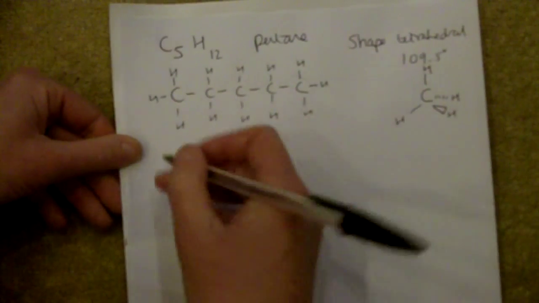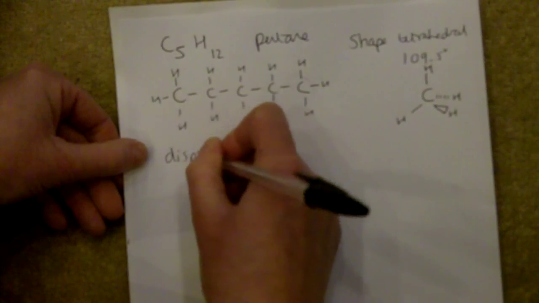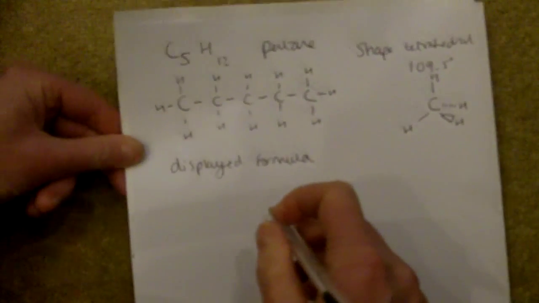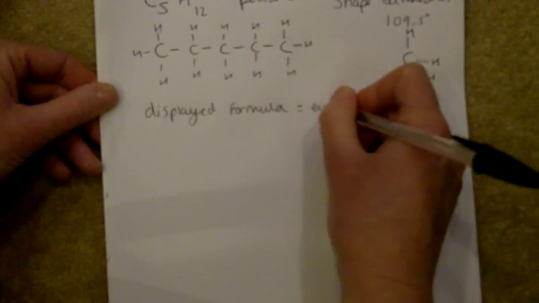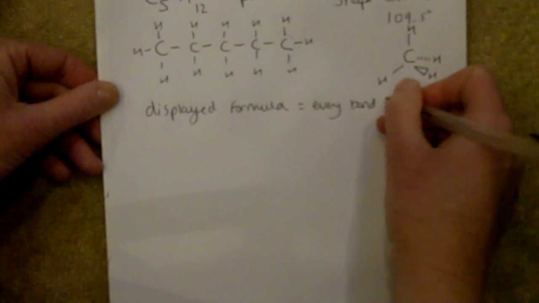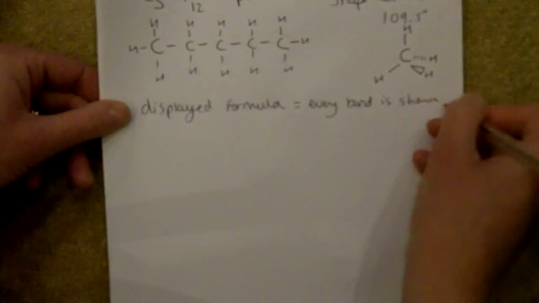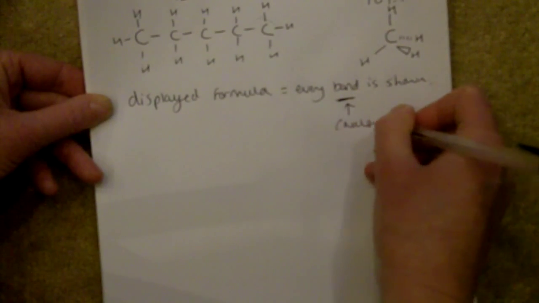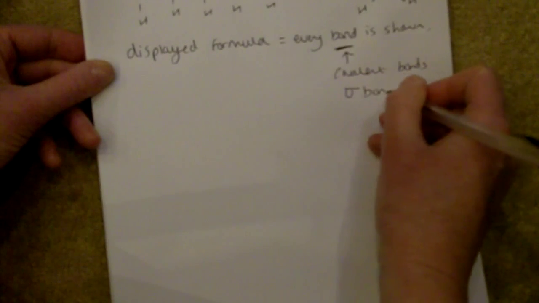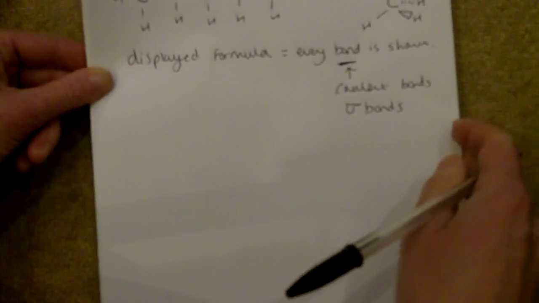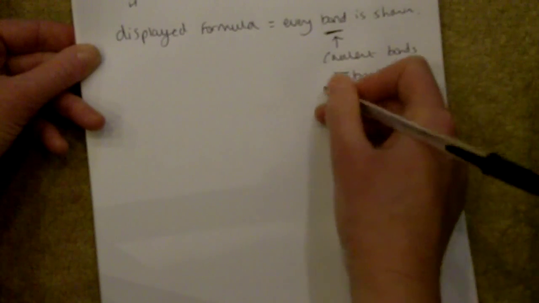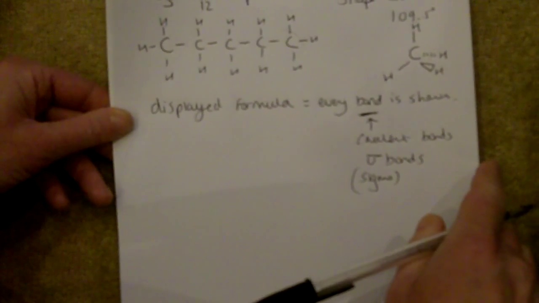What I've drawn there is a displayed formula, because I've drawn every single bond. Every single bond is shown. When I'm saying bond, what kind of bond is it? They're all covalent bonds. More information: they're actually sigma bonds, but I'm going to give more information about that when we talk about alkenes. Sigma bonds, more information about that later. So that's the displayed formula.